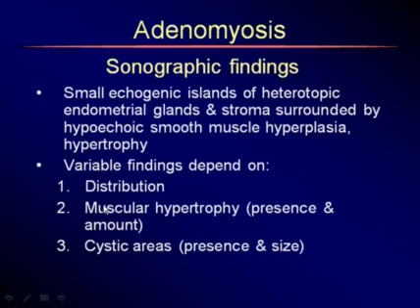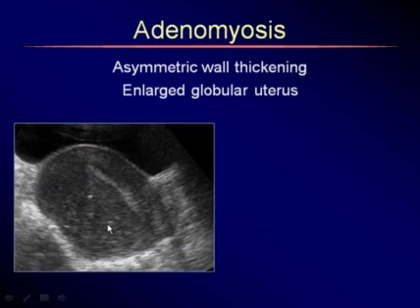Sonographically, we're going to be looking for small echogenic foci, islands, collections of heterotopic endometrial glands and stroma surrounded by this smooth muscle hyperplasia. And there are variable findings from solid to cystic areas, and we'll go through these. First of all, we may see asymmetrical wall thickening. Here we have a much thicker posterior wall than an anterior wall. Also notice that we have a fairly globular shaped uterus.